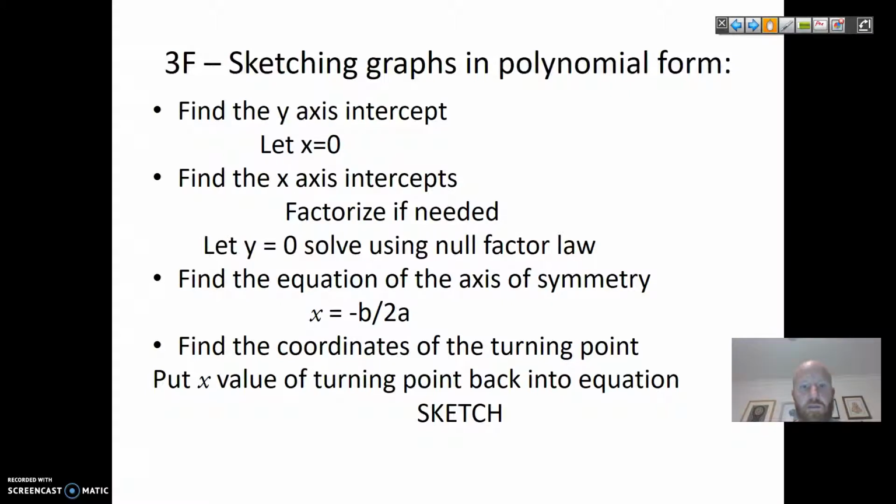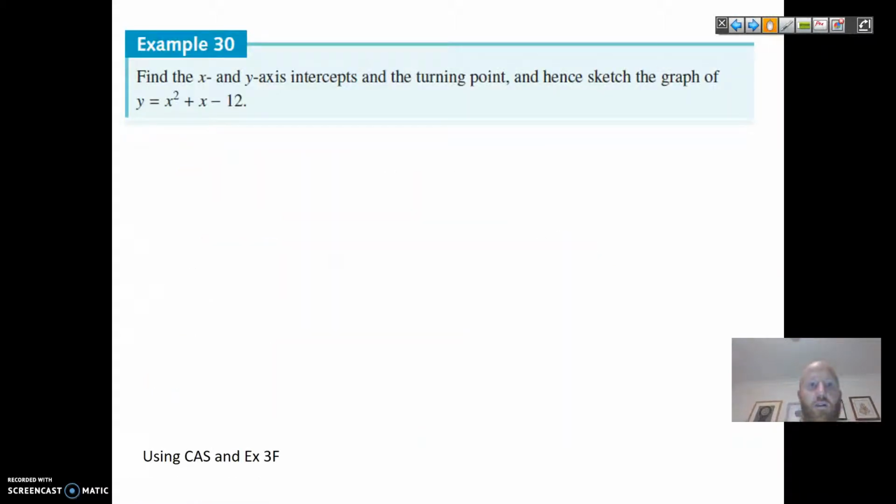You need intercepts by making things equal 0. We've kind of met this just this year. Negative b over 2a will be the axis of symmetry. That'll be the x value of your turning point. Whatever that number is, put that back into the equation that you had and find out what the y is, and join all the dots together. We're going to do one example. Looks something like this.